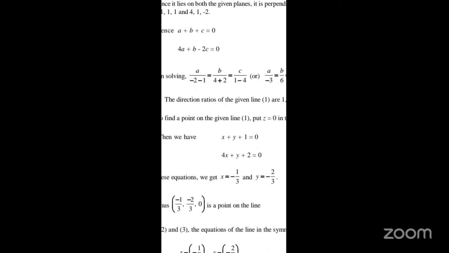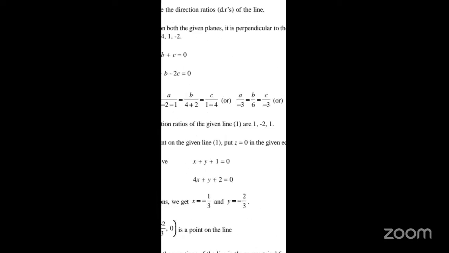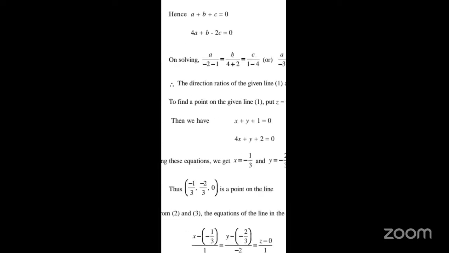Okay, that is a cancellation. x plus y plus 1 equal to 0, and the second one, 4x plus y plus 2 equal to 0. It is also the same form. Suppose here we get z equal to 0 from the coefficients of y, that is the CMR expression. Solving these two equations, we get x1, y1, and the z coordinate is 0.